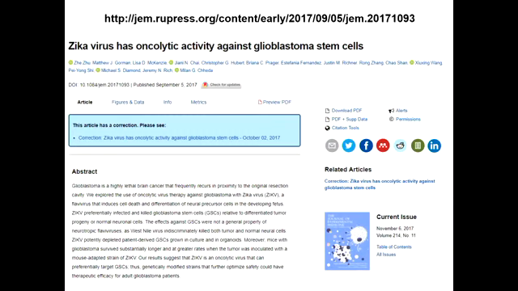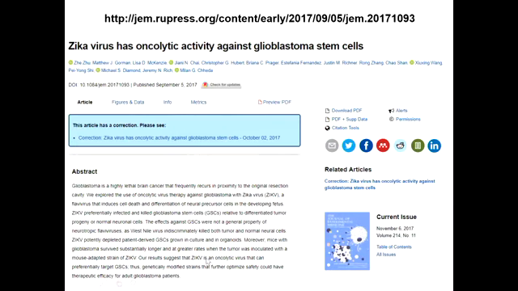You may remember the Zika virus, right? It was all in the news a couple of years back. Dangerous virus that infected people, could be dangerous for kids, in particular if the moms were pregnant. This group put out a really interesting paper. They found that this virus actually has oncolytic activity. In other words, it's able to destroy cancer cells, preferentially glioblastoma cancer stem cells.